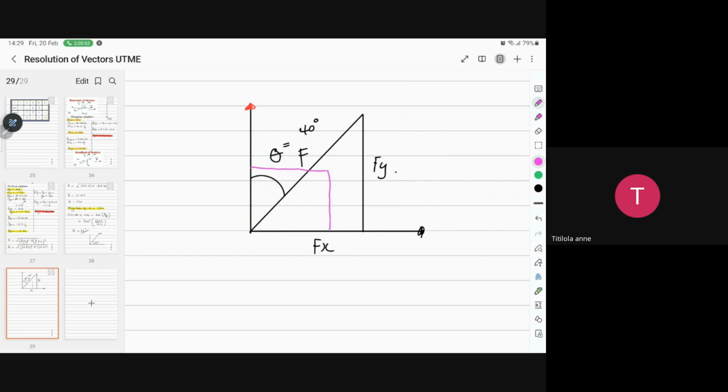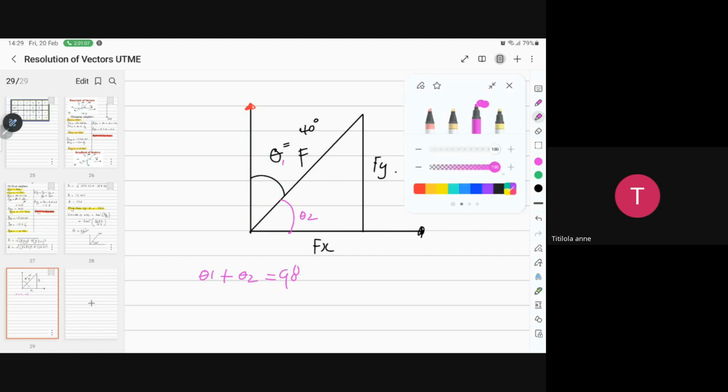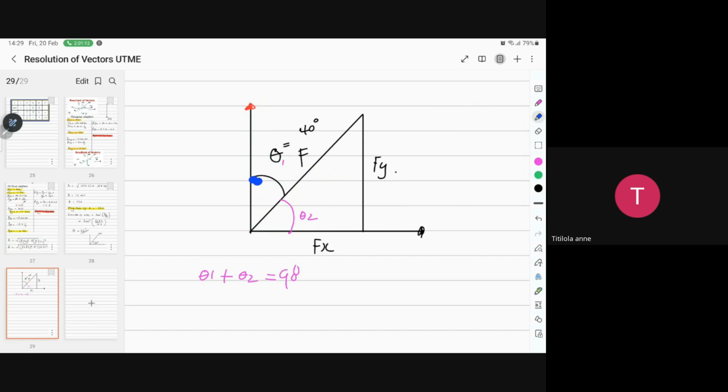The angle here is theta 1. This side now is theta 2. Theta 1 plus theta 2 is equal to 90 degrees. Do you get the point now? So if you give me that the angle with the vertical is 40, I will just do 90 minus 40 and bring the angle back to be with the horizontal.